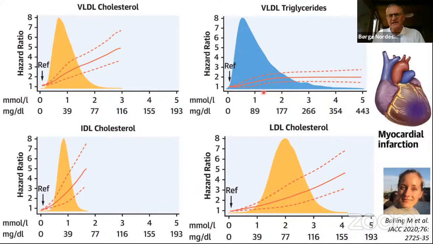When you look at the triglyceride content in VLDL measured by metabolomics, then risk does go up as triglycerides go up, but then it levels off. For comparison, when you look at IDL cholesterol and LDL cholesterol, just like VLDL cholesterol, the higher the concentration of cholesterol in these fractions, the higher the risk of myocardial infarction.